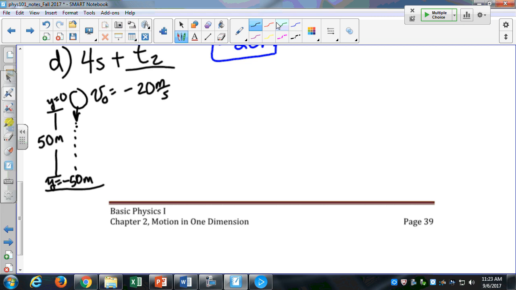Okay, y'all hang with me. I know this is tedious, but these are good problems to work through. You're not going to have this whole problem for the test, but any little piece of it you certainly will have on the test. Okay, so now I want to know the time.